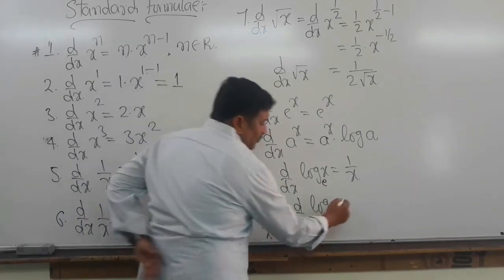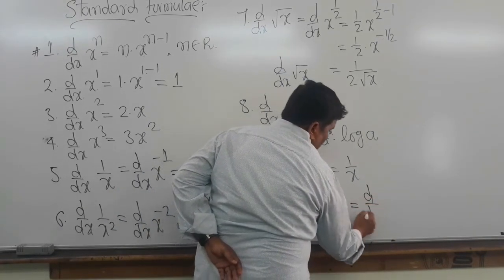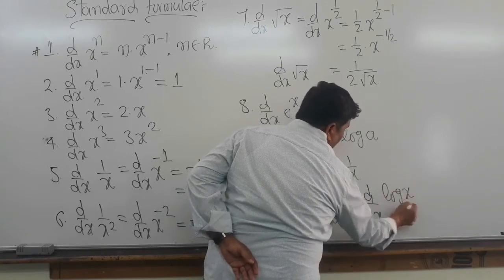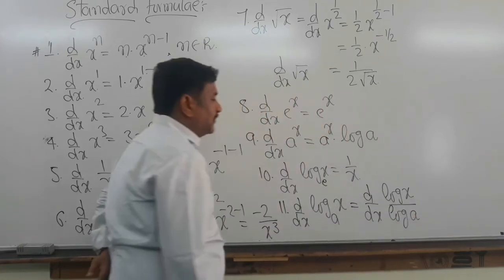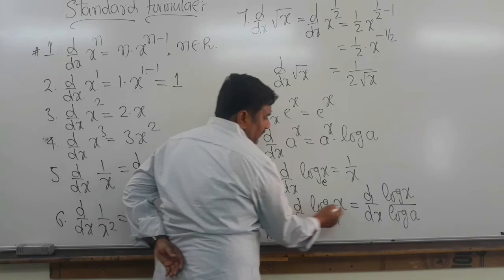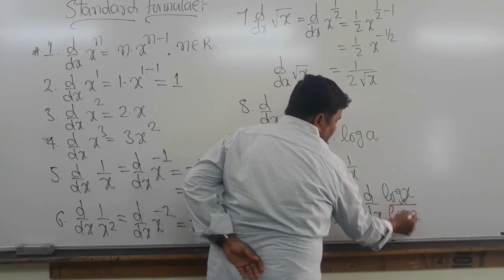So now we see about it. It can be taken as derivative of, by log property, log x upon log a. And also you see here, now we are taking any one of the bases. So I am taking the base as e.